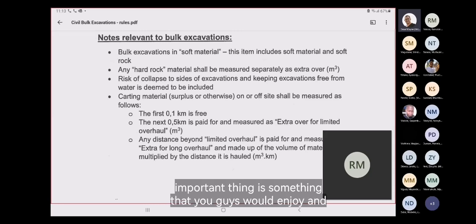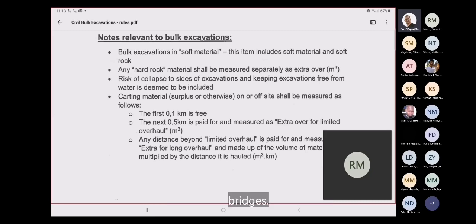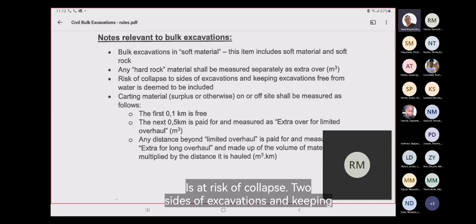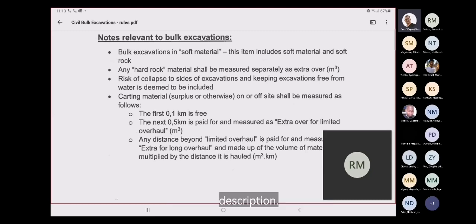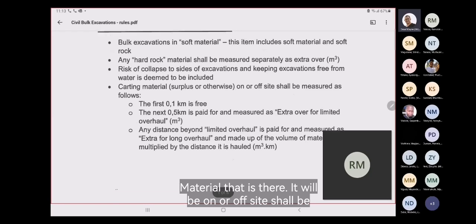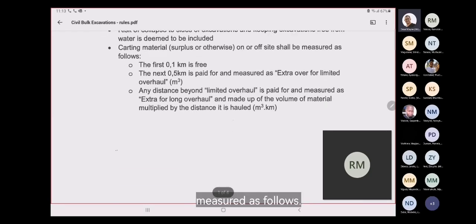It's something that you guys would enjoy, because I know how risk of collapse always collapses our bridges. Risk of collapse to sides of excavations and keeping excavations free from water is deemed to be included in those descriptions. Carting away surplus or otherwise material, on or off site, shall be measured as follows.